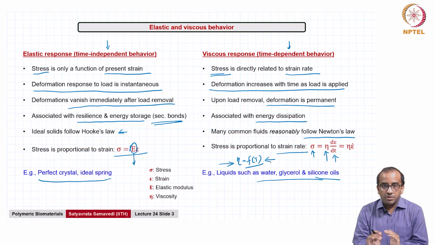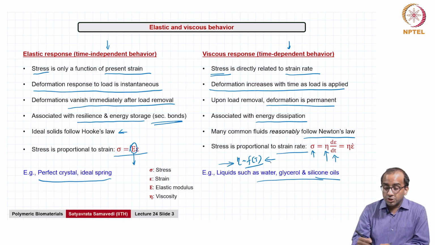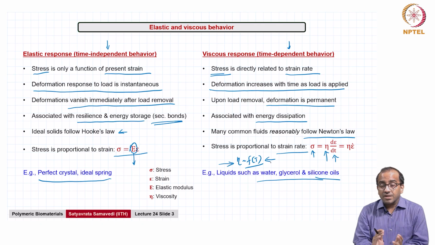rate through the viscosity. In fact, the rate of energy dissipation is given as stress times strain rate, essentially it's given as eta, the viscosity, times strain rate squared. That's the rate of energy dissipation. So that's a good starting point for us to note before we proceed to understanding responses both for viscous and elastic type of extreme responses as well as viscoelastic responses.